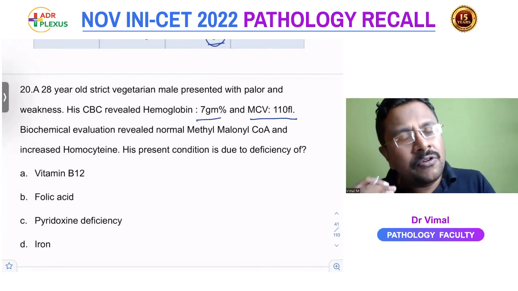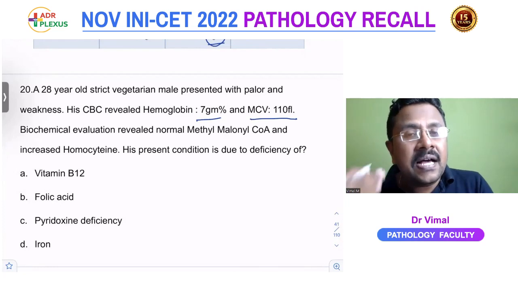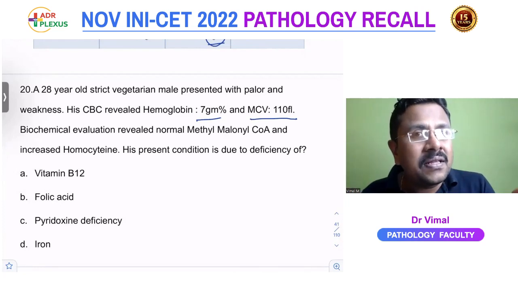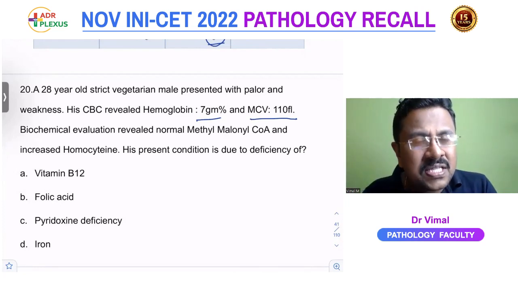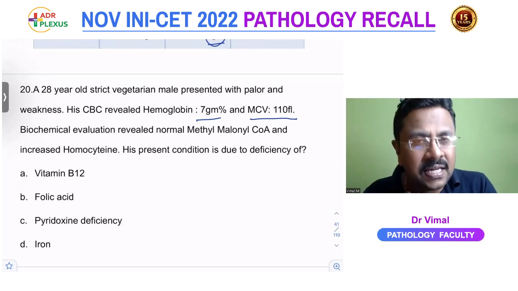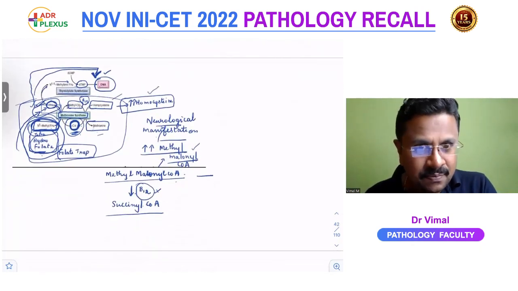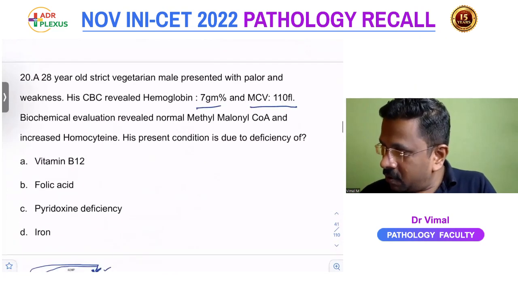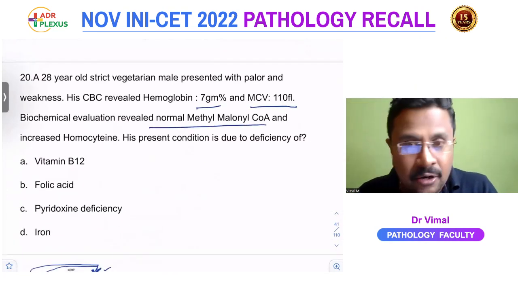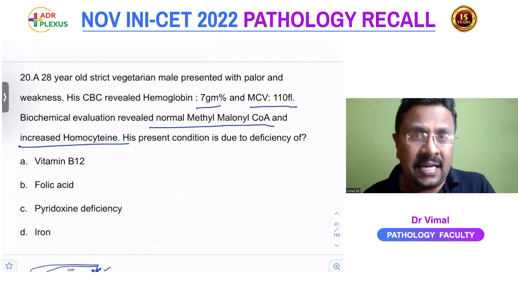For megaloblastic anemia, in the previous years' NEET exam, similar questions were asked, asking you to differentiate between folic acid deficiency and vitamin B12 deficiency, and what are all the features. The same kind of question was asked 1 or 2 years before in NEET, and a similar question was asked now in INICET. From our class discussion also we have insisted on this point. They have given you a very important clue, that is normal methylmalonyl-CoA, whereas homocysteine is increased.